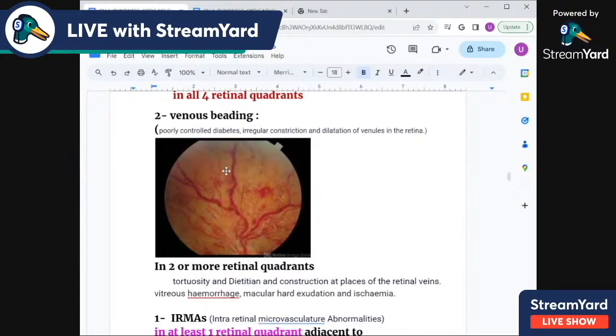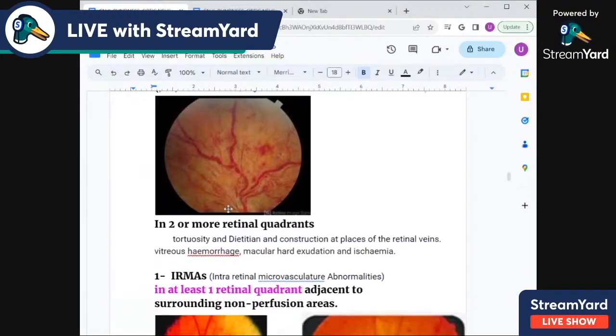And what's venous beading? Venous beading is irregular constrictions and dilatation in the venule, and this occurs in uncontrolled diabetes and is a bad feature. It may cause a stroke. Patient may have a stroke. So venous beading in 2.